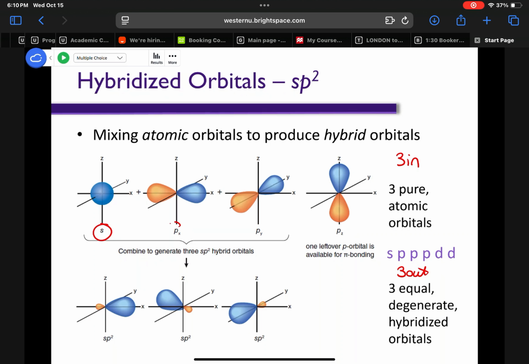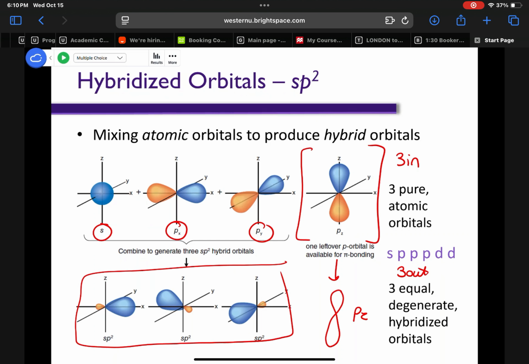So I took my s, I chose 2 of my p's, whatever. That meant that I didn't put in my pz. That one just stayed as a pz. And we'll get back to that one later. My result is that I have 3 identical orbitals oriented opposite from one another. What are they called? Well, they're called sp2. And I have 3 of them, 3 sp2 orbitals.